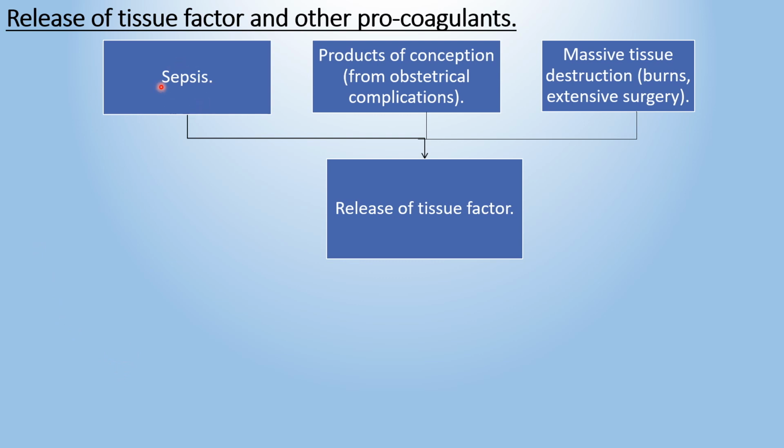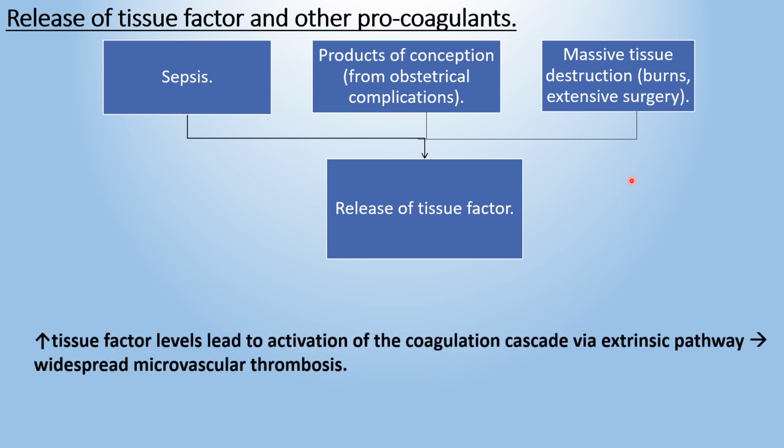For example, sepsis, or the presence of products of conception in blood, which are derived from obstetrical complications like amniotic fluid embolism. Also, it is released by massive tissue destruction, which is seen in burns or extensive surgical procedures. Increased presence of tissue factor in blood causes increased binding of tissue factor to factor 7, as we discussed in the normal blood coagulation pathway. So increased levels of tissue factor cause activation of the coagulation cascade via the extrinsic pathway, and the activation of the extrinsic pathway leads to widespread microvascular thrombosis.